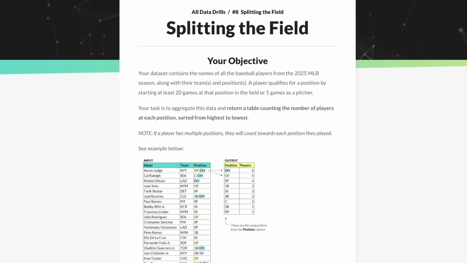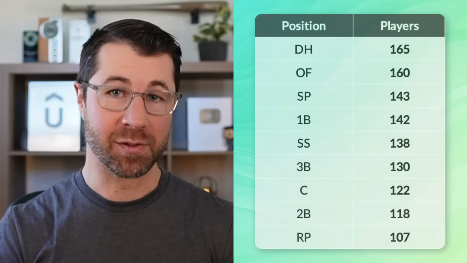All right, time for data drill number 8, splitting the field. Now the task here is to calculate the total player count for each position based on the 2025 Major League Baseball roster. But here's the thing, players can qualify for multiple positions in a given season and need to be counted towards each of them. To solve this drill, you'll need to produce a table like this one, summarizing the player count by position, sorted in descending order.